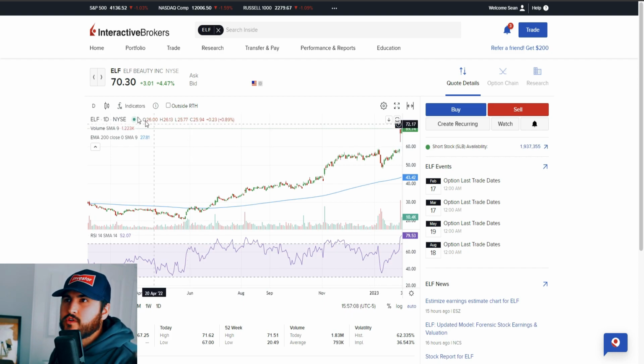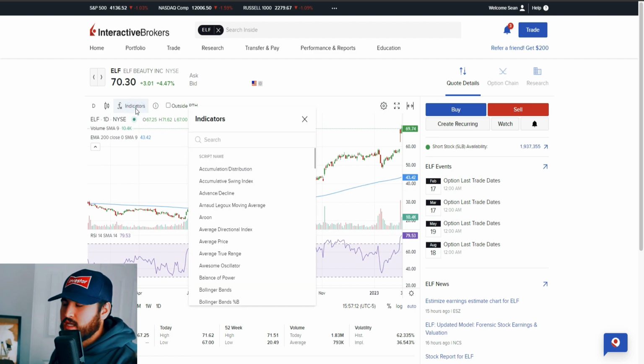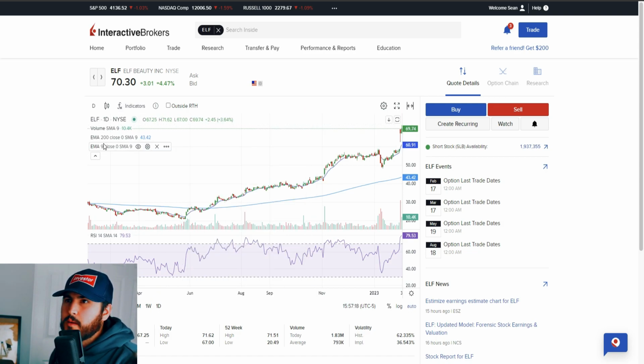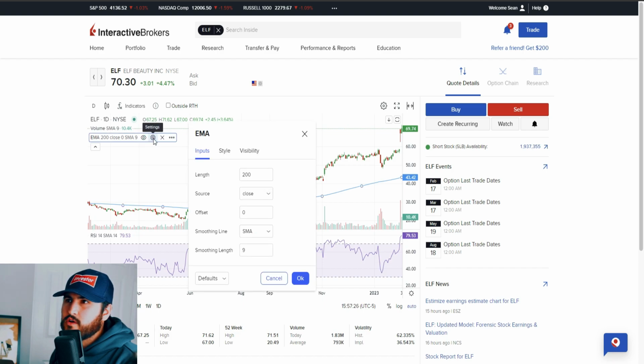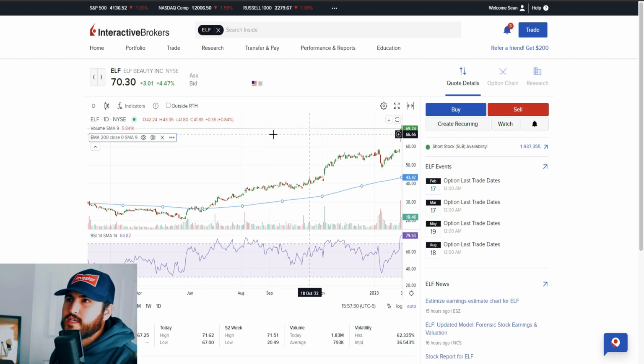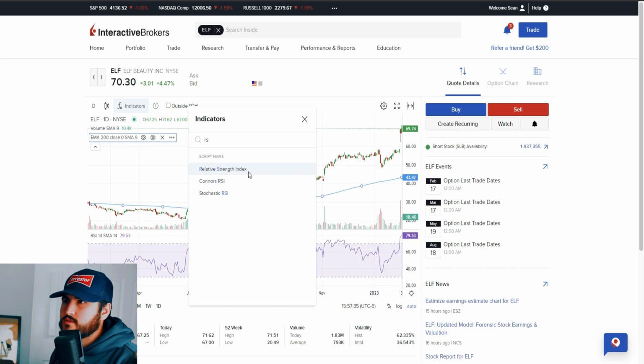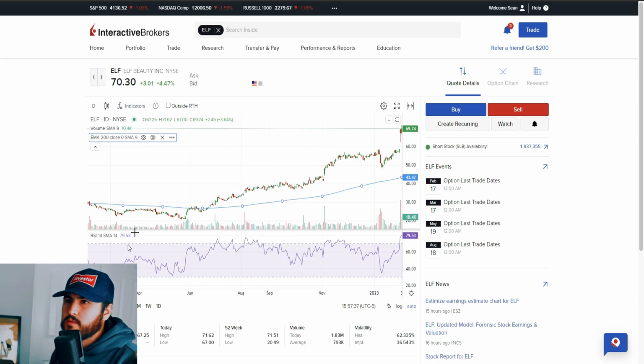Now, if you don't have the 200-day EMA or the RSI, no worries. Just go to indicators, type in exponential moving average. And now it's going to pop up down here. Right now you can see I have an EMA of 9. I'm going to delete that because I already have the EMA 200. But to get to 200, you're going to click on the settings and you're going to change your length to 200. To get the RSI, go to indicators, type in relative strength index, and it'll pop up down below here as well.